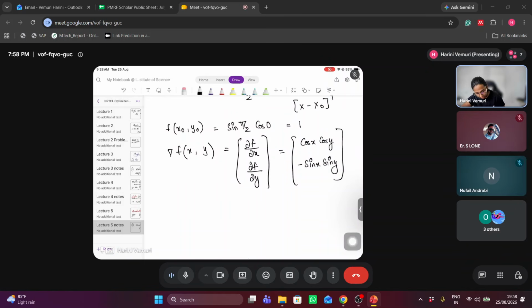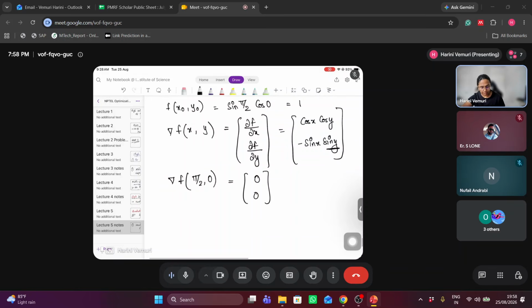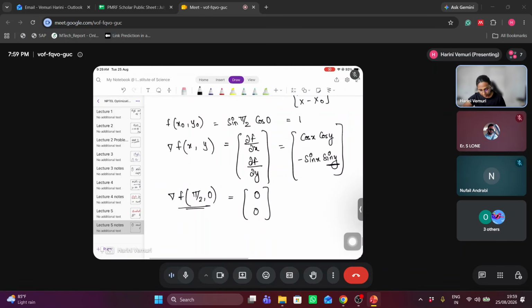Then we have to evaluate at pi by 2 comma 0. So cos pi by 2 is 0, right? So the first one will be 0. And y is 0, so sine of 0 is 0. So the first partial derivative is 0 at pi by 2 comma 0.